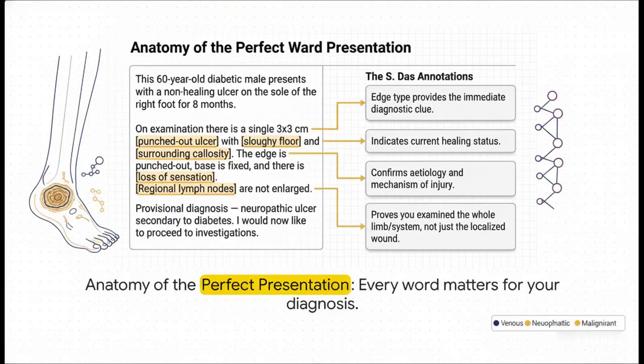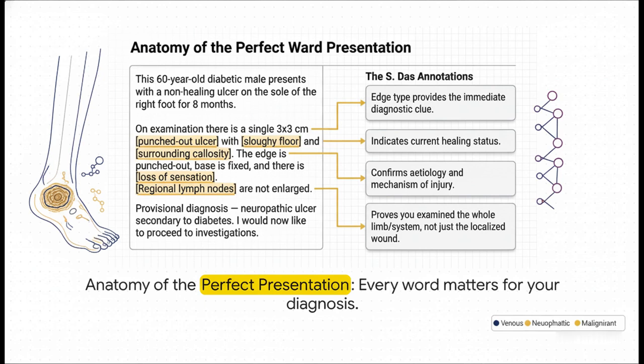Now, this is what a perfect OSCE presentation sounds like. Just listen to the structure. You would say, this 60-year-old gentleman, a known diabetic, presents with a non-healing ulcer on the sole of his right foot for 8 months. On examination, there is a single 3 by 3 centimeter ulcer with a punched-out edge, a sloughy floor, and surrounding callosity. The base is fixed, and there is loss of sensation over the area. The regional lymph nodes are not enlarged. My provisional diagnosis is a neuropathic ulcer secondary to diabetes. I would now like to proceed to investigations.